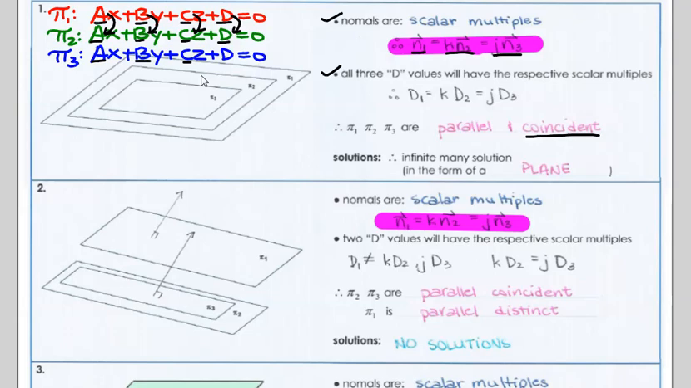Number 1, as I was saying before, is unique because all of A, B, C, and D, so all of the normals and all of the D values, are scalar multiples. This is the only case that shows that, because in this case all 3 of the planes are coincident. When you take a look at the solutions, the solutions means where do all 3 of the planes touch? What points exist on all 3 at the same time?